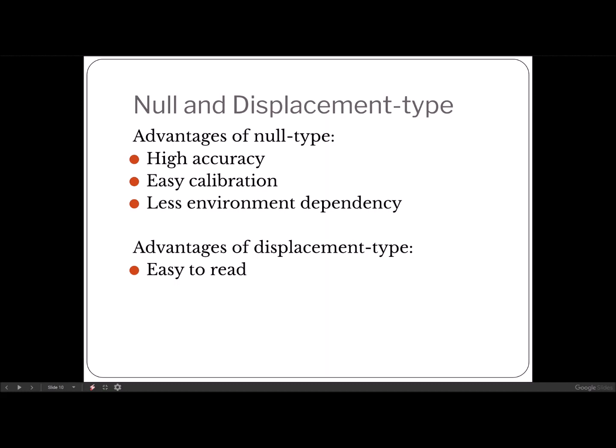While the advantage of displacement type is obvious, it's easy to read because you just directly read what is shown in the output of the device, right?